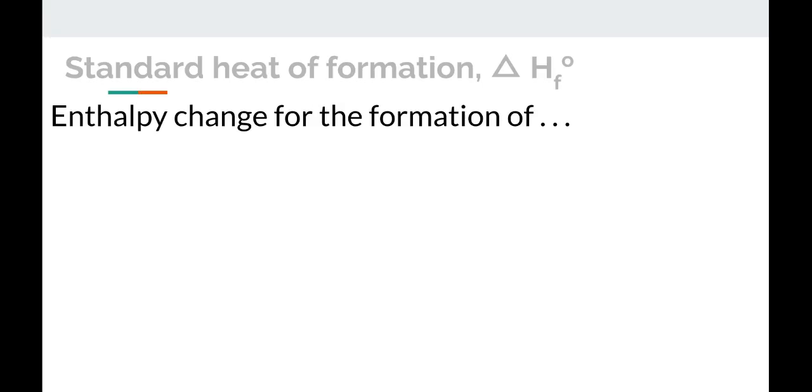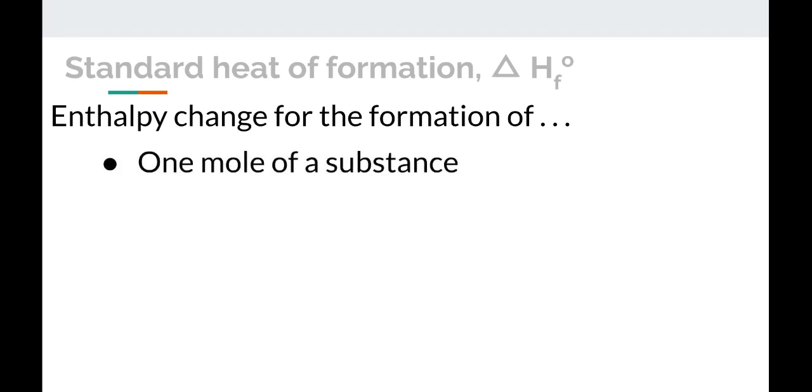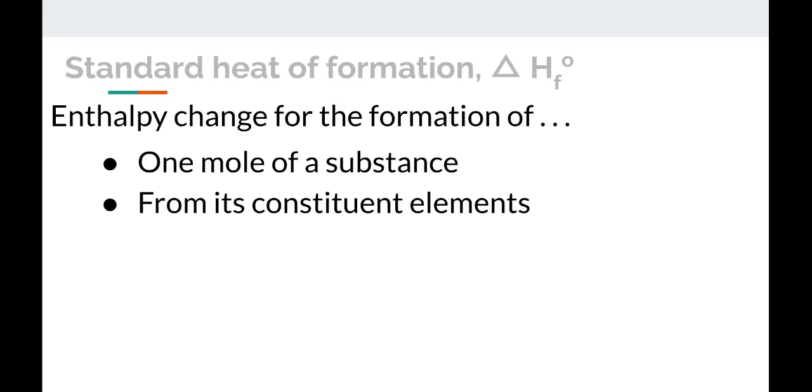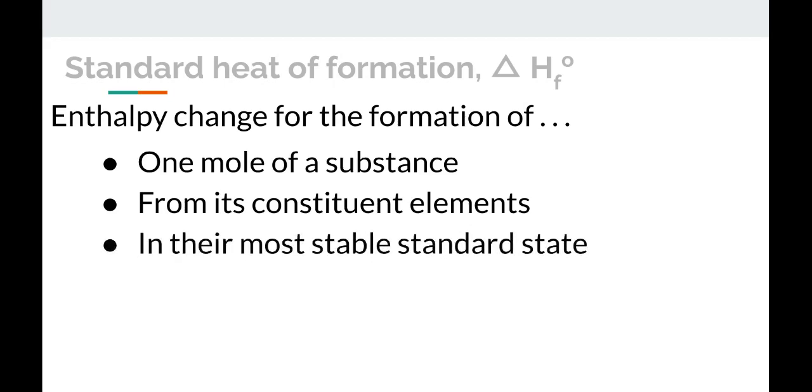So this is an enthalpy change that's associated with forming a compound. How much of it? 1 mole. So you're making 1 mole of a substance. You're making it from the elements that compose it. Like for water, that'd be hydrogen and oxygen, for example. And those elements are in their most stable standard states.